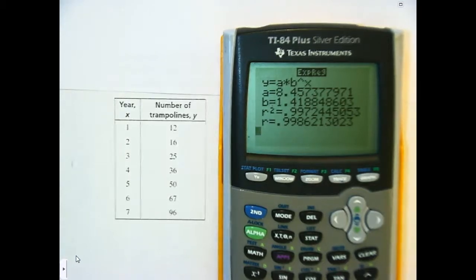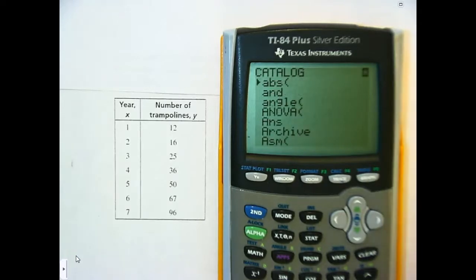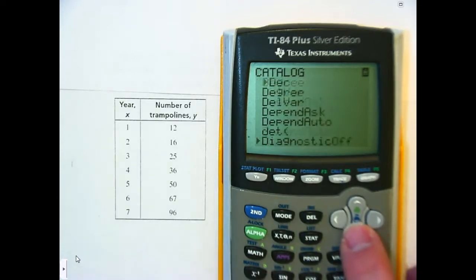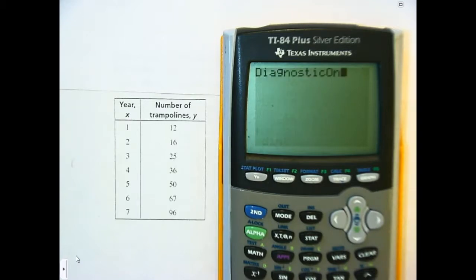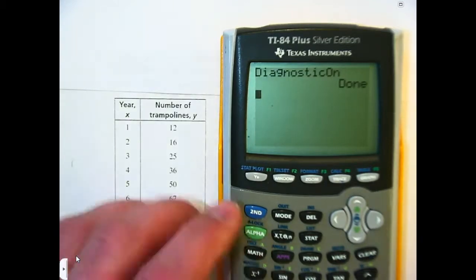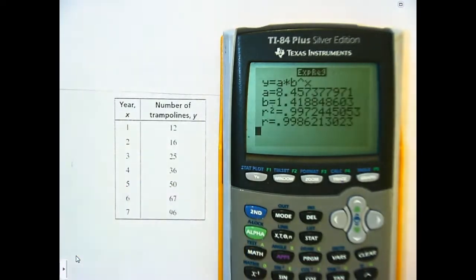You go to catalog, second 0. If your R squared's not showing up, second 0. Notice the little alpha thing is on because that little A is showing up in the corner. So you want to go to diagnostic on. If you find the letter D on your keyboard, which is right here where it says matrix and next to the negative first, and go down to where it says diagnostic on. Hit enter, and it'll say done. Now when you do that exponential, you should see the R squared.